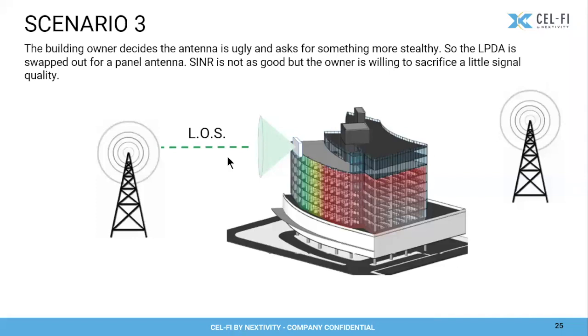Now, in this case, the antenna has been changed out because the customer doesn't want to see this larger antenna on the roof. Maybe it's a hotel and they care more about aesthetics than anything else. So here they have changed out that LPDA antenna to a panel because it's a lot easier to hide. It won't have as good an effect on the signal to noise, but it's still a good antenna and much easier to place in a place where it can't be seen.